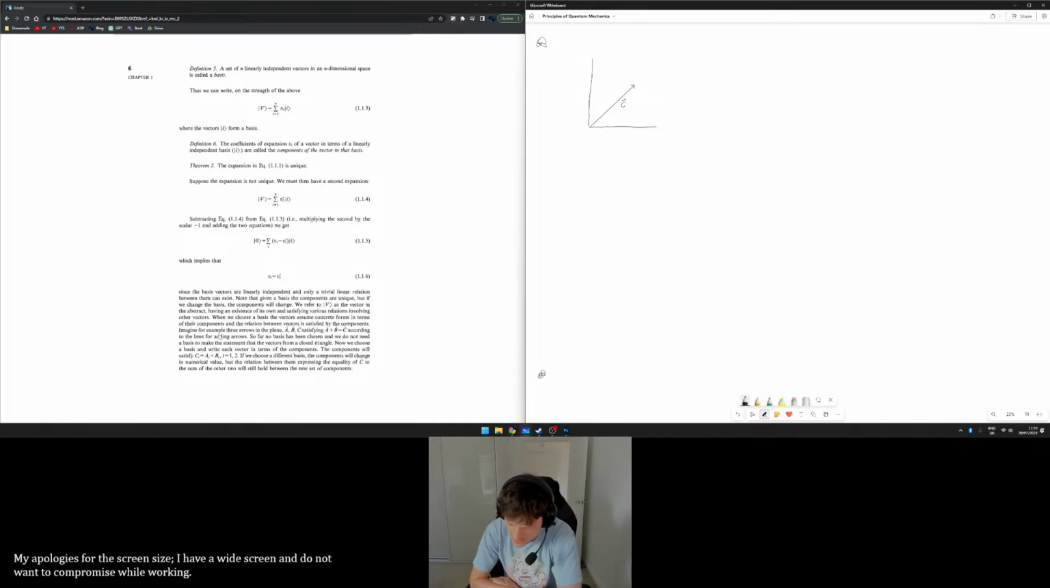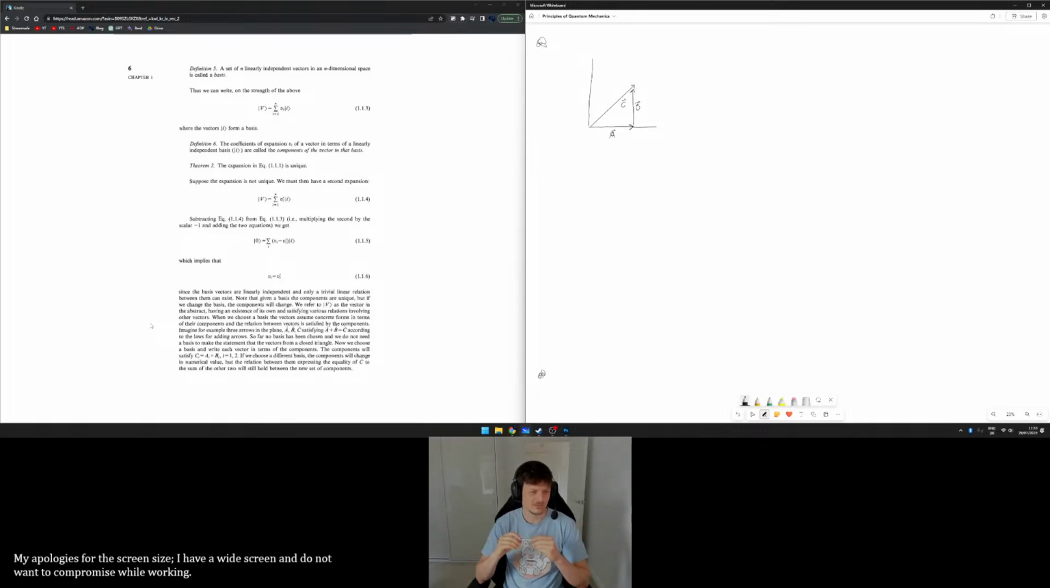Now A plus B equals C. So I guess this one is A, and this one is B, right? Yes! I put it in the right place. Now it says, according to the laws for adding arrows, so far no basis has been chosen, and we do not need a basis to make the statement that the vectors form a closed triangle. It's a typo.